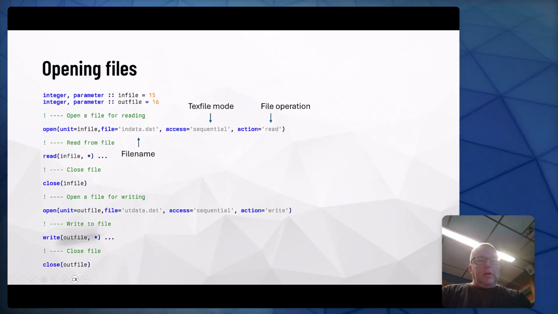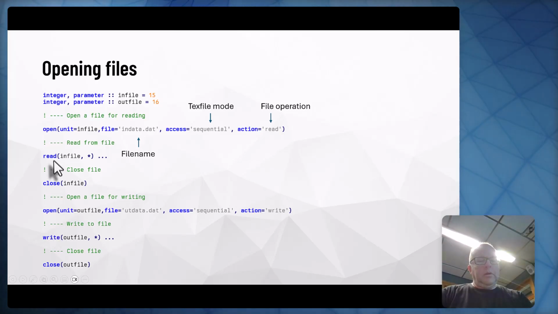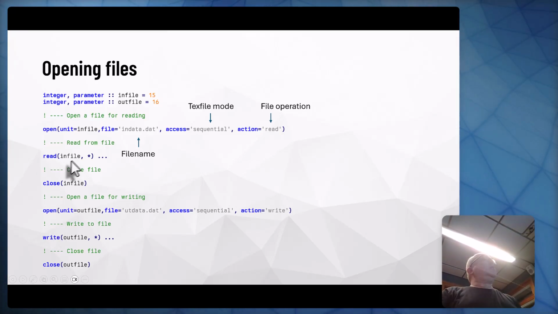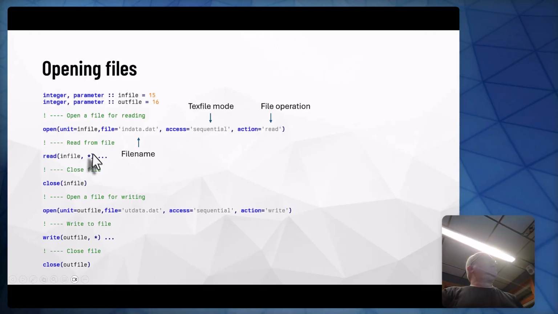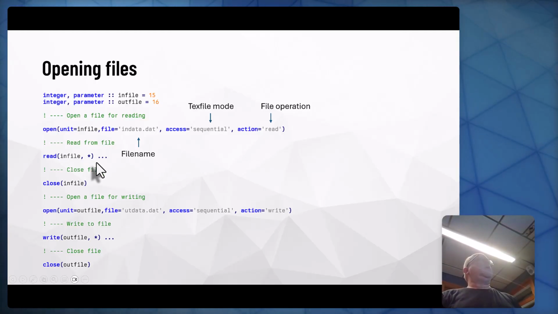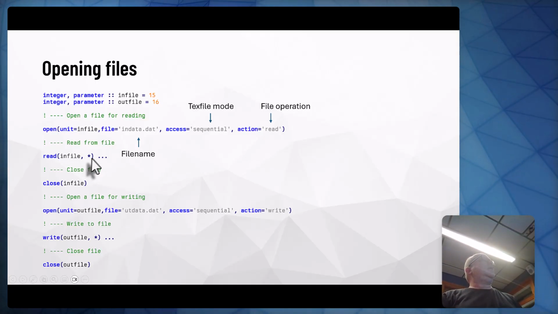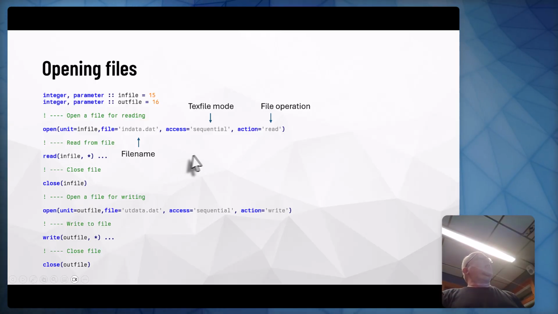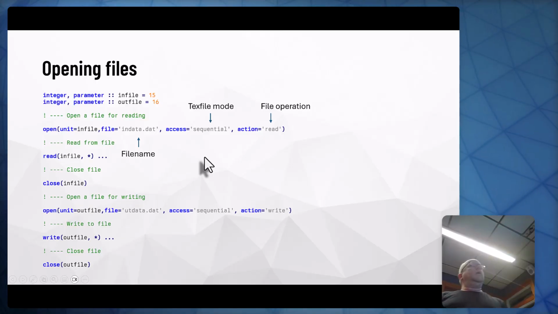To read from the file, you use the read statement. The first parameter of the read statement is the unit from where you want to read. The second one is the format, or how you want to read data, but in this case we leave it as a star, then it reads everything, and then you give the variables that you want to read in.